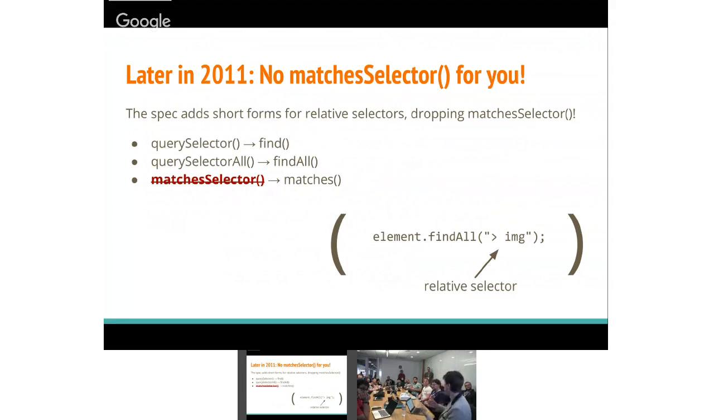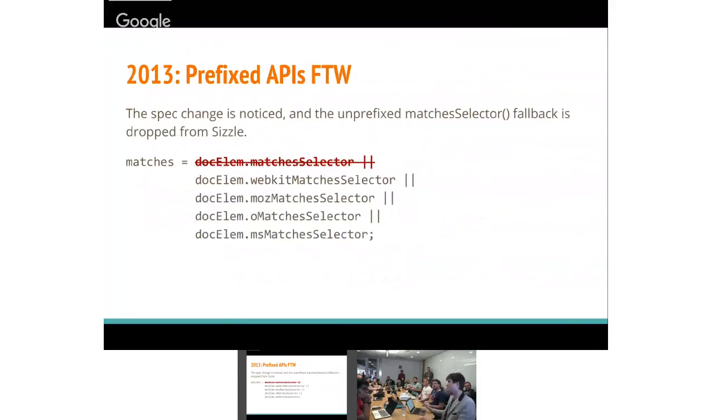And because matchesSelector wasn't shipped unprefixed anywhere, the reasoning was, well, let's just remove that and everyone will use matches and that'll be fine. Well, a few years passed before anyone noticed, but then some jQuery developer said, well, hey, matchesSelector is gone. Let's use matches instead.